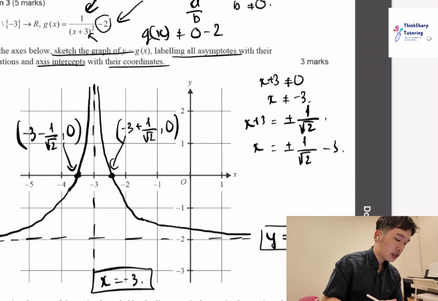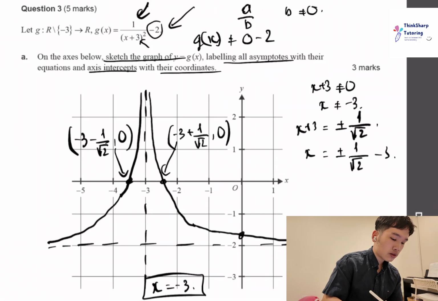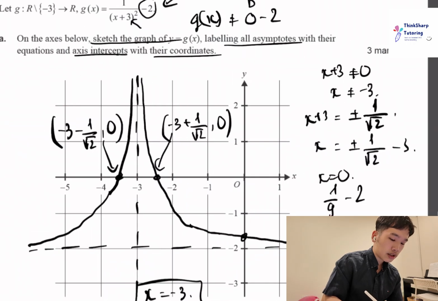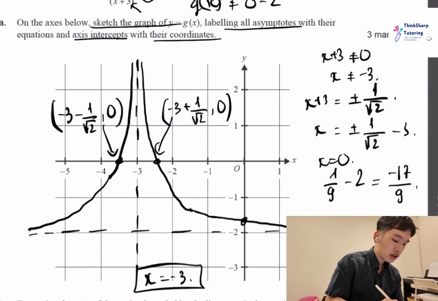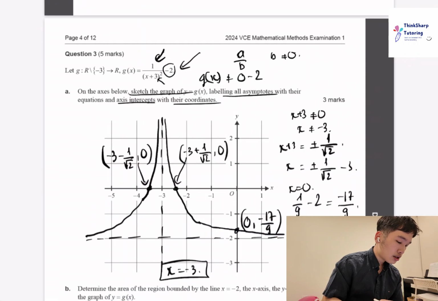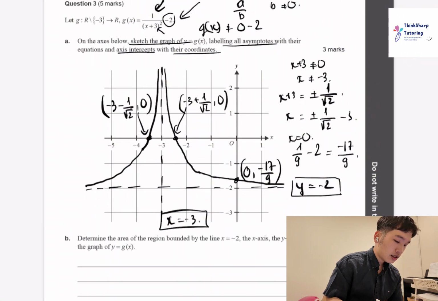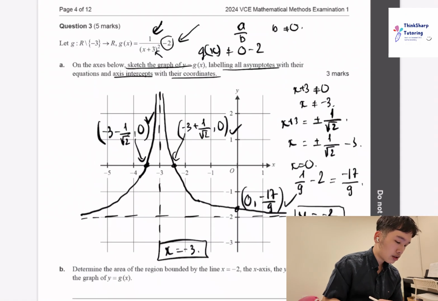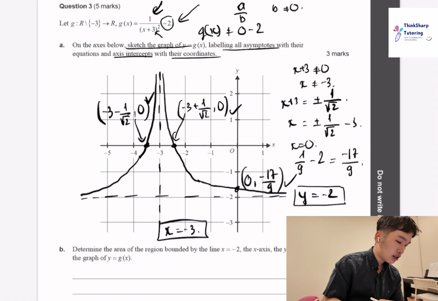To find the y-intercept over here, you need to get your x equals 0. So that is 1 over 9 minus 2. And that is negative 17 over 9 because negative 2 is actually negative 18 over 9 plus 1 over 9. That is negative 17 over 9. So we have this point 0, negative 17 over 9. So you just have that one. Just check one more time if everything is checked. So y-intercept checked, x-intercepts checked. You have the asymptotes. You have the shape going right, and you should get 3 marks.